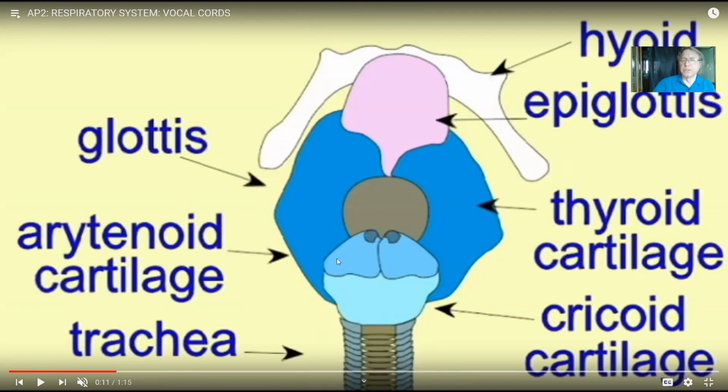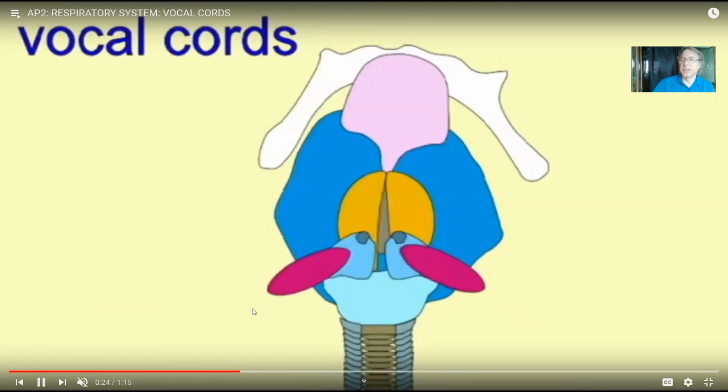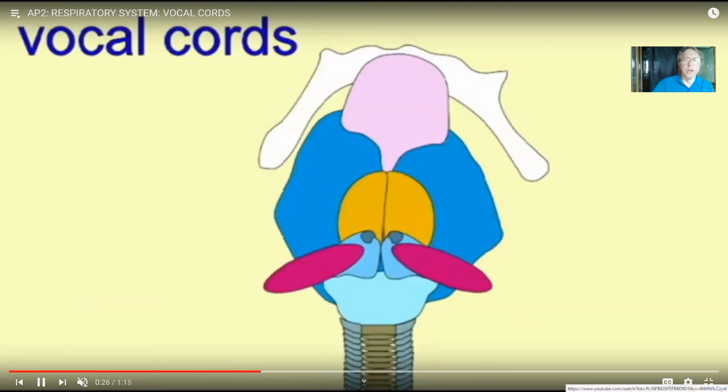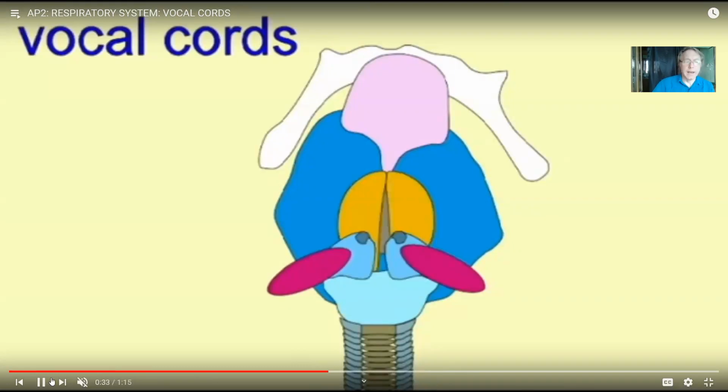These cartilages are interesting, the arytenoid cartilages, because on one side, they attach to muscles. And then on the other side, they attach to mucous membrane folds known as vocal cords. And so thus, when muscles pull on those arytenoid cartilages, they pull these mucous membrane folds.